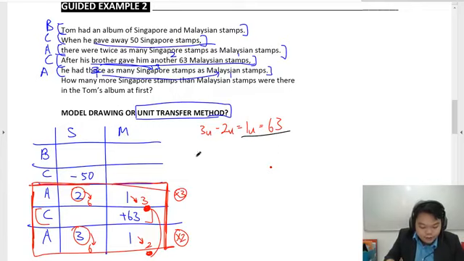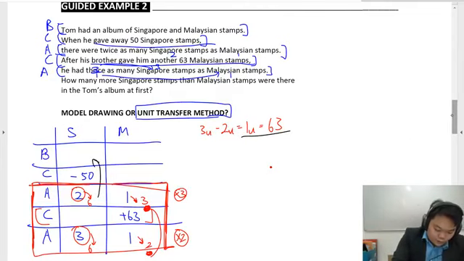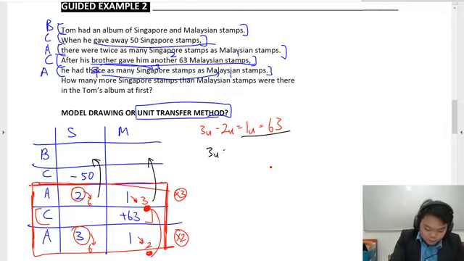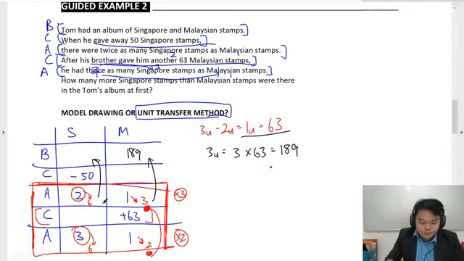So you see that if you have 63 here, you want to work backwards and find out how many stamps of each type he has at first. So for the Malaysian stamps, this is rather easy. Because there is no change for him, we can say that 3 units here would just be 3 times 63. This would give us 189. And for this, you have to be careful. You find out the number of Singapore stamps at this point first. That will be 6 units. So 6 units will be 6 copies of 63.